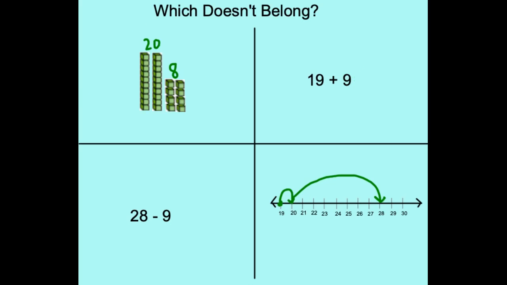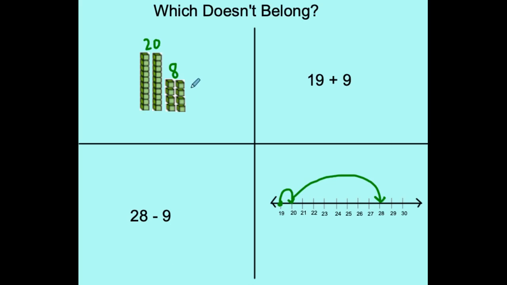Let's see. I have more guesses. I'm going to guess that you said this one doesn't belong because it's the only one that's showing subtraction. So 28 taking off 9 would make what? You can almost use this one to help you solve that. So there's 28. If we took off 9, we'd take off all of these and one of these, right? So we would be left with what? 19.